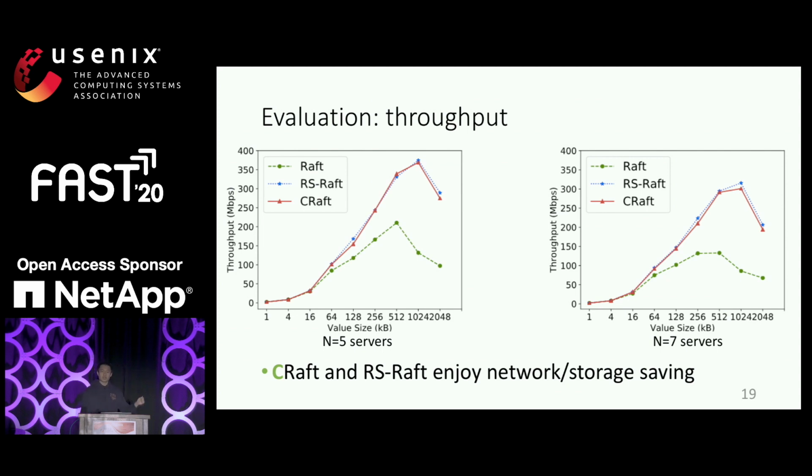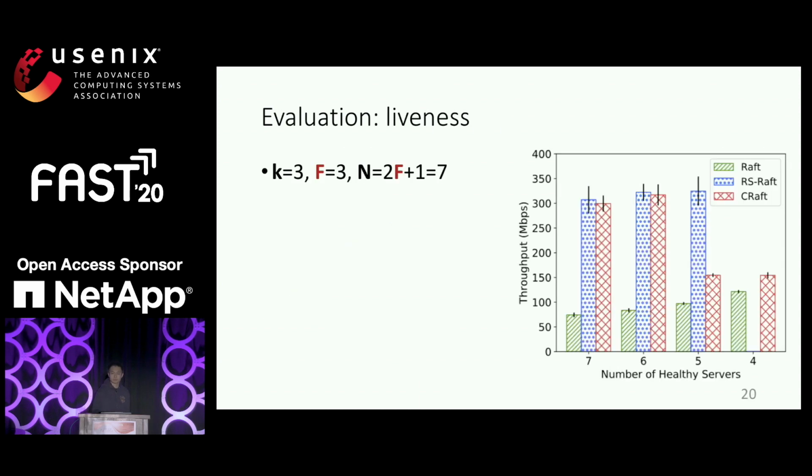We also note that on the left-hand side, we're using 5 servers. On the right-hand side, we're using 7 servers. CRAFT only needs 5 servers to tolerate 2 crashes, but RS-Paxos or RS-Raft requires 7 servers to tolerate 2 crashes. So we can also say that given the same number of crashes to tolerate, CRAFT actually gets higher throughput than RS-Raft or RS-Paxos.